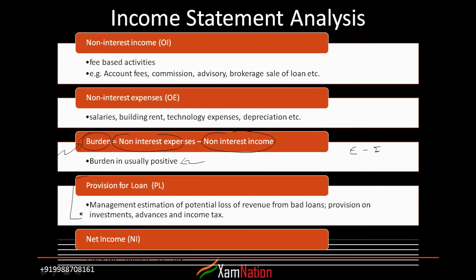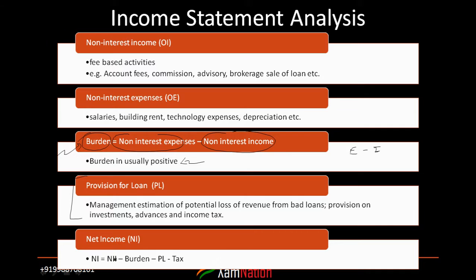Now net income can be said to be the net interest income minus burden minus provision for loans, or simply provisions, minus tax. Okay, so this is the net income. Just a mathematical thing which has been done.